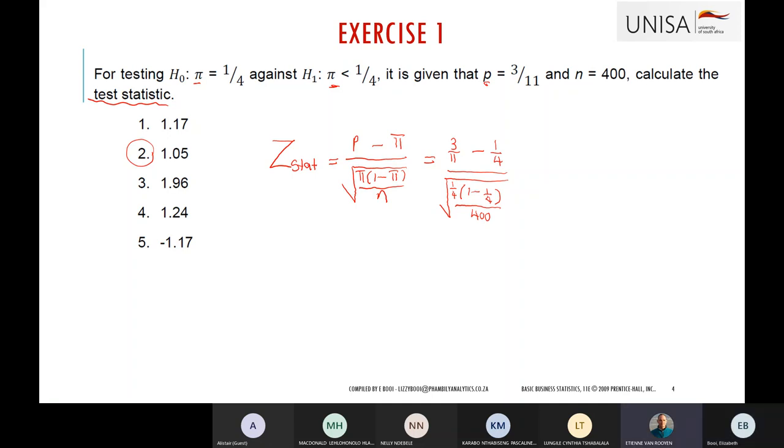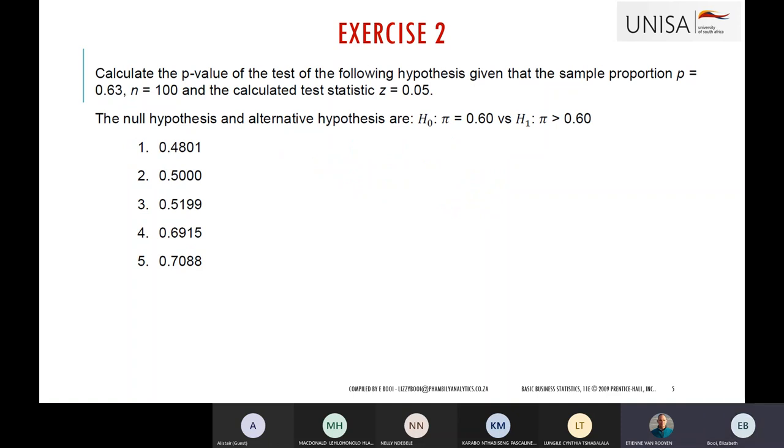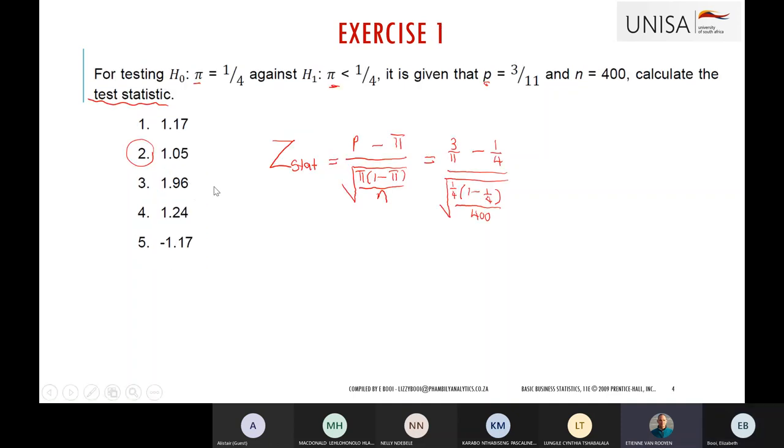If this was going to be a more complicated question, if you just go back, this would be a one-tailed test. Because there's no not-equal-to sign in it. We always look at the alternative hypothesis. That makes it easier to know which direction to go. Yes. Okay. Thank you.